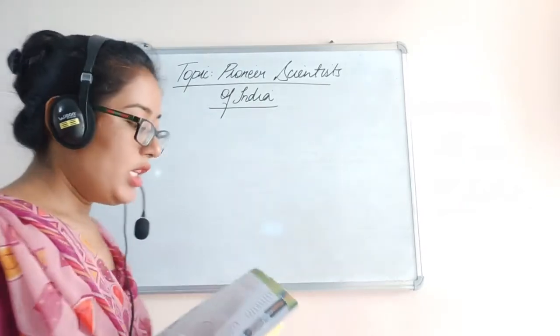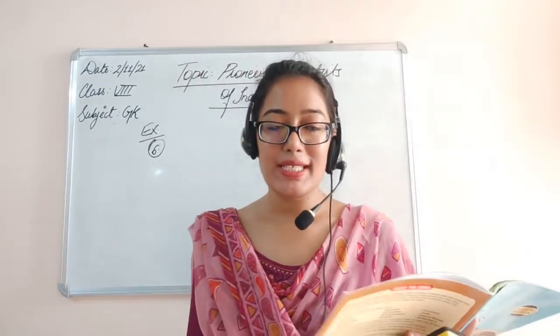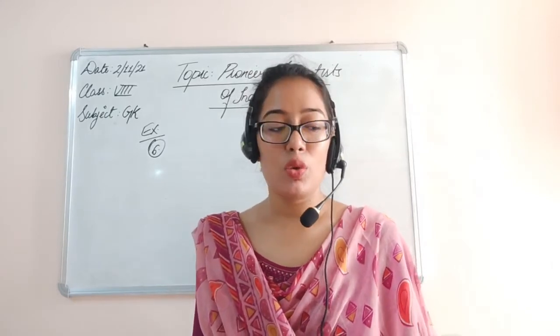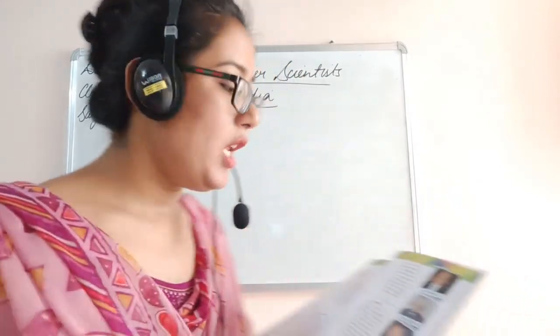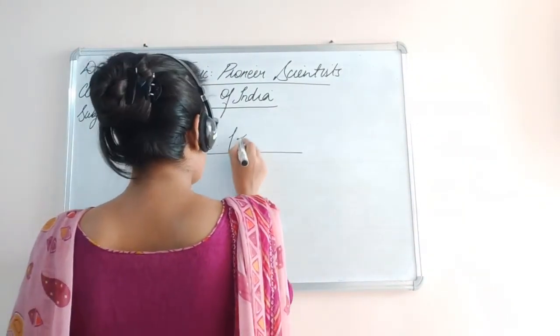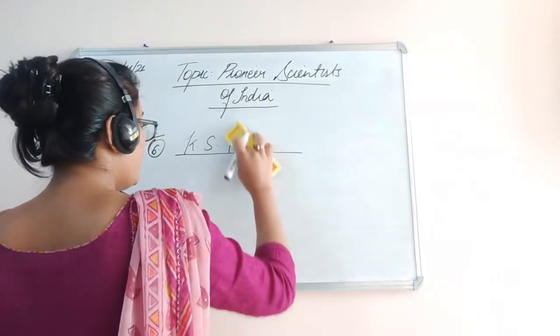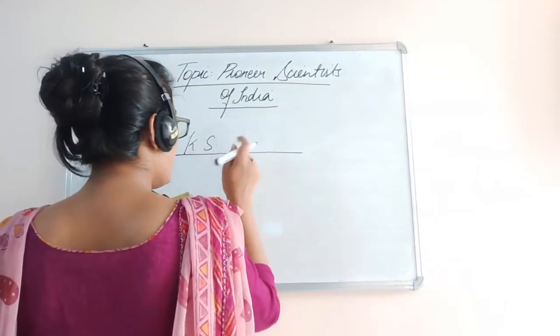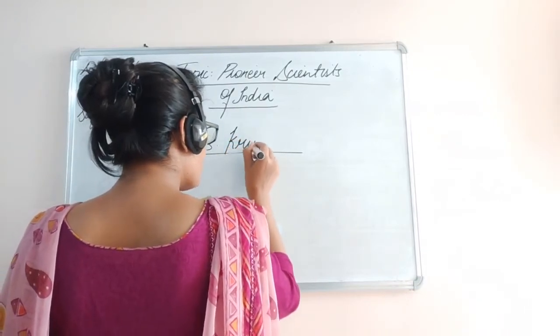Sixth part: he was the first director of the National Physical Laboratory of India. He was a great physicist who worked under Sir C.V. Raman in the field of optics. He was elected a Fellow of Royal Society in 1940. So, who was this scientist? He was K.S. Krishnan.